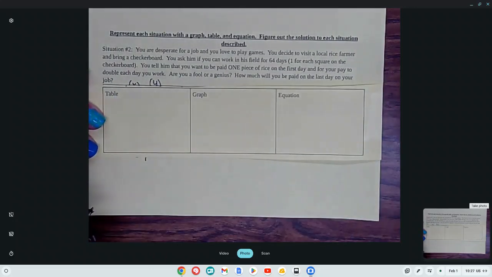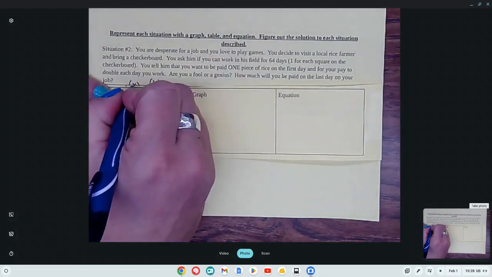Okay, so here's situation 2. It says, you are desperate for a job and you love to play games. You decide to visit a local rice farmer and bring a checkerboard. You ask him if you can work on his field for 64 days, one for each square on the checkerboard. You tell him that you want to be paid one piece of rice on the first day and for your pay to double each day you work. Are you a fool or a genius? How much will you be paid on the last day of the job?